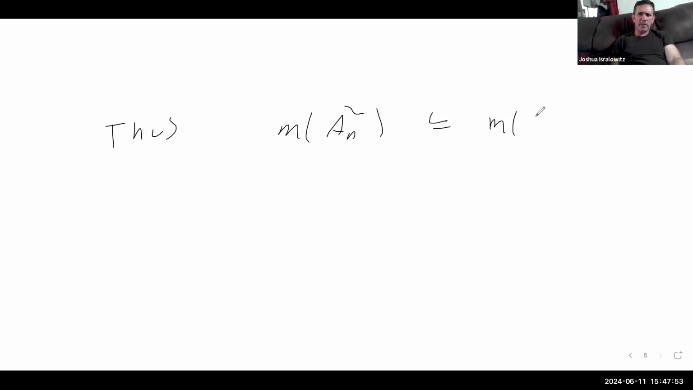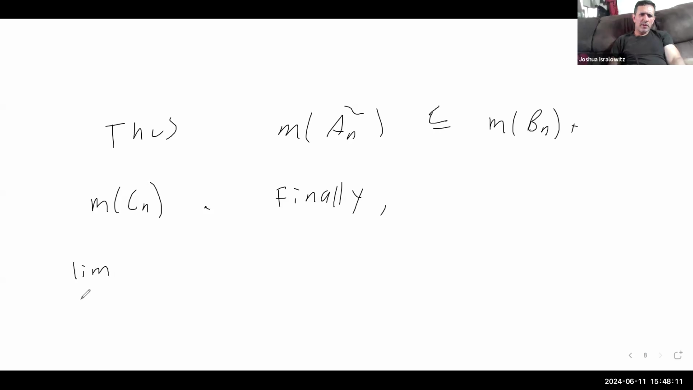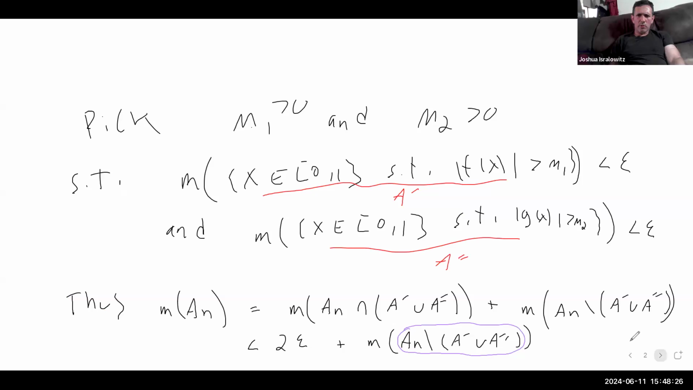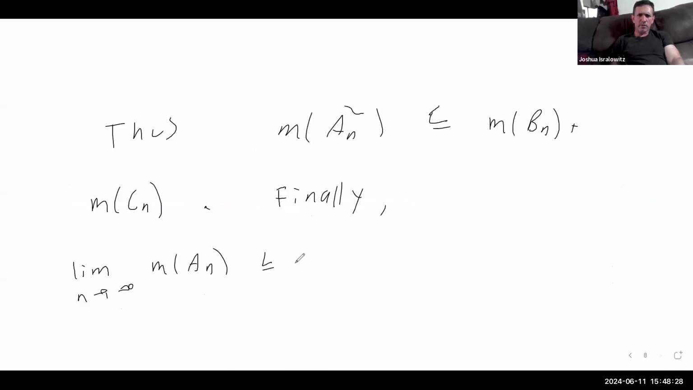Sorry, B_n and C_n. All right, so let's put everything together. I guess I really should do lim sups, but whatever. So this is less than or equal to, go back, 2 epsilon, whatever.